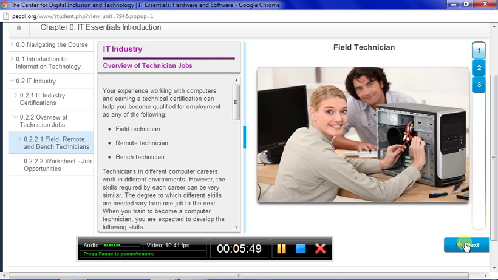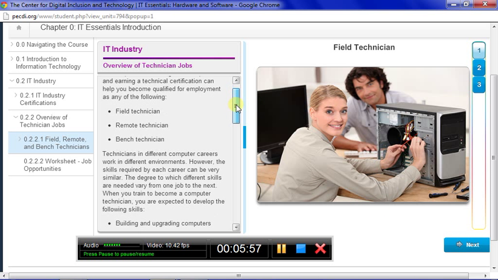A field technician is someone who usually can travel to different departments. You might work for a vendor and go help other companies, or you could work for a large corporation in their IT department and travel to different places. So the field technician is usually someone who is going out and doing upgrades, working on troubleshooting individual staff computers.